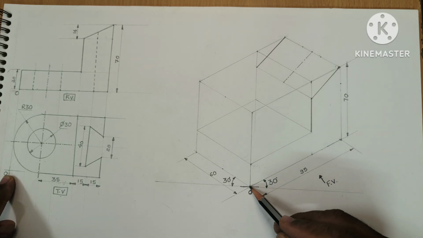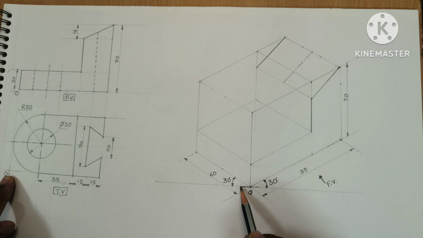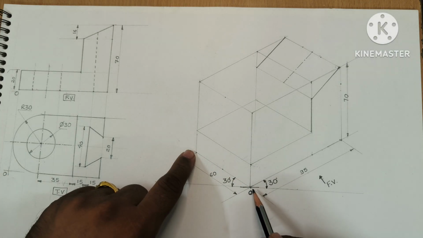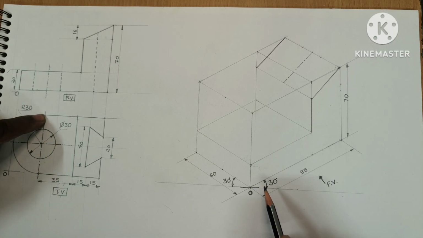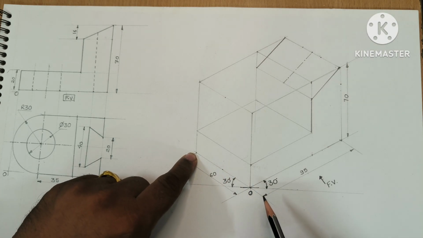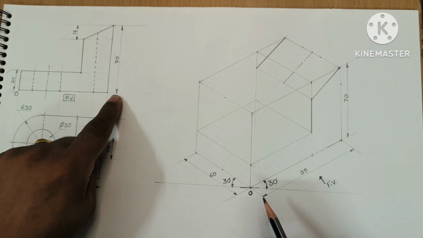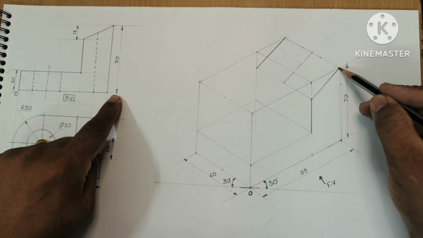I have drawn this line at an angle of 30 degrees. First of all, I have drawn the horizontal line here with O as a center point, and then from O to the left side, the distance from this point to this point is 60. Now in the front view, the height is 70, means from this point the height is 70.